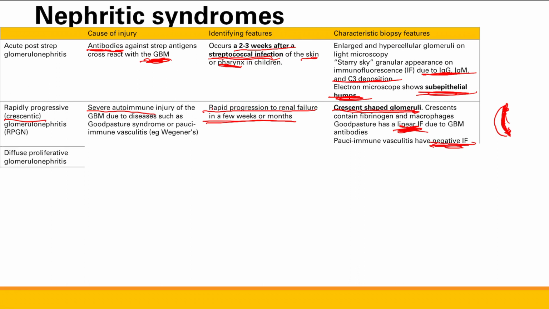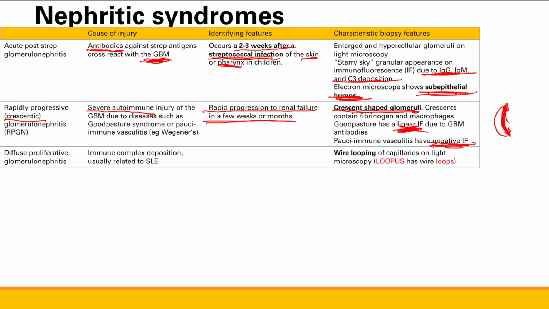Next is diffuse proliferative glomerulonephritis. Okay, this is due to immune complex deposition. It's usually related to SLE. Remember, SLE was also seen in membranous nephropathy, but SLE is also related to this diffuse proliferative glomerulonephritis. And the thing that we see here is wire looping of capillaries. Okay, wire looping of capillaries on light microscopy. So lupus, SLE, lupus has the wire loops.